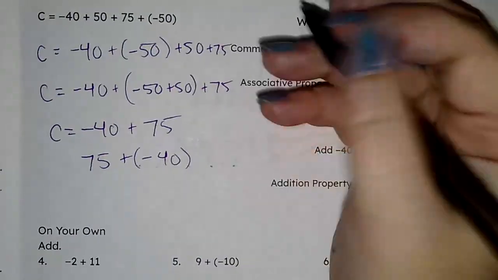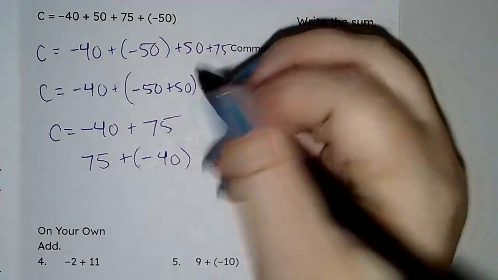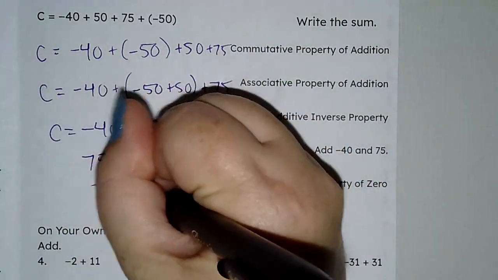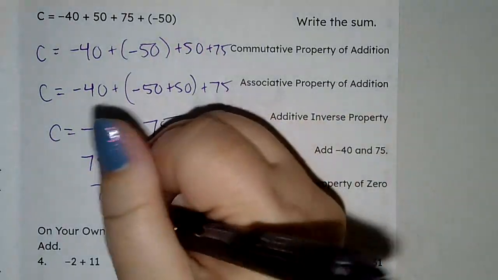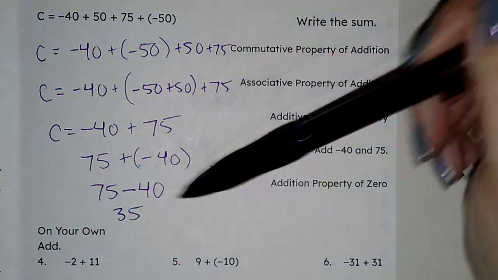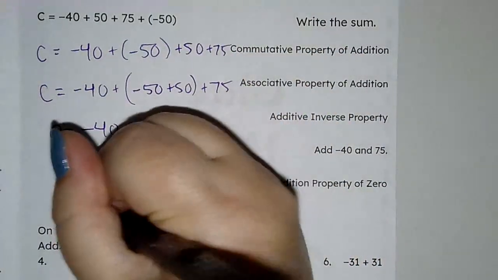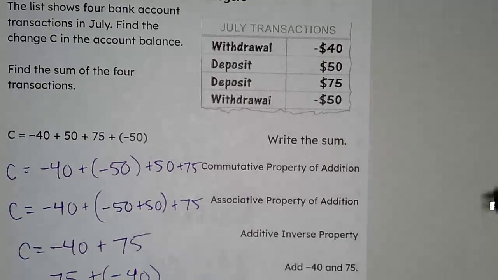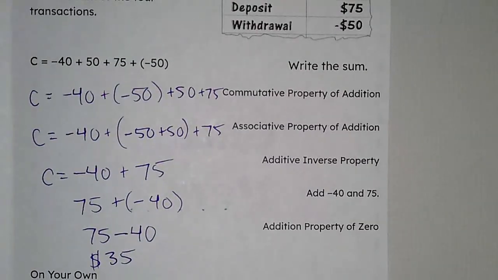Okay. And then just like before, we're going to do the absolute value and subtract. So here we're actually doing 75 minus 40, which is 35. So the sum of the 4 transactions is $35. So after all of this, they were left with $35.